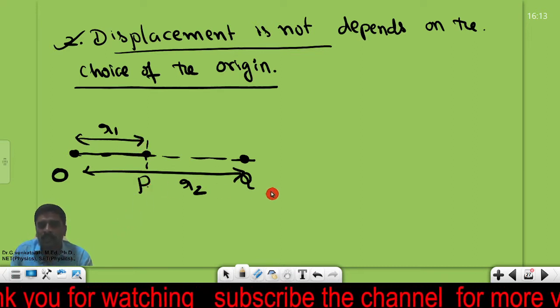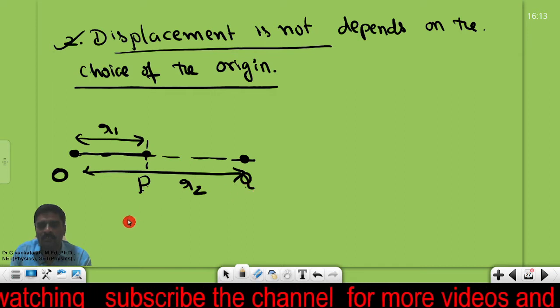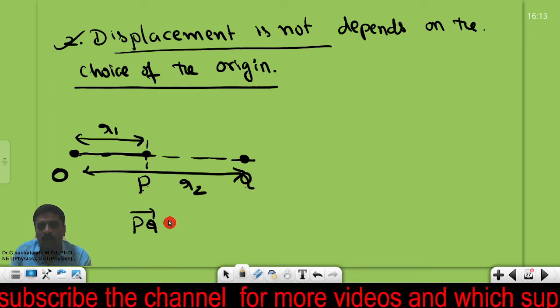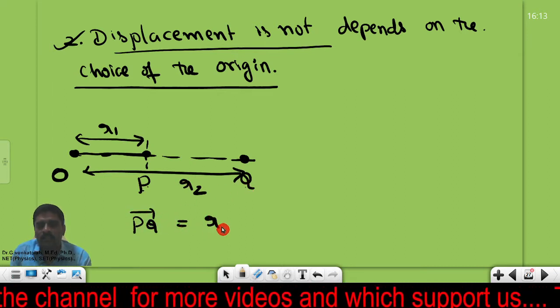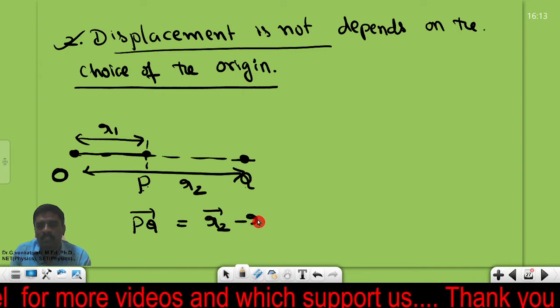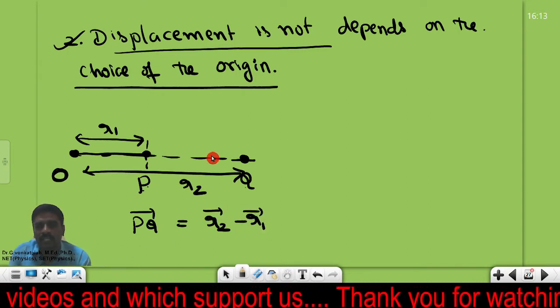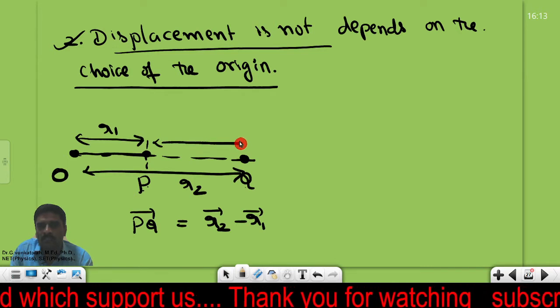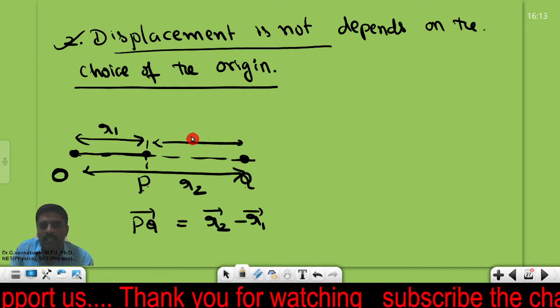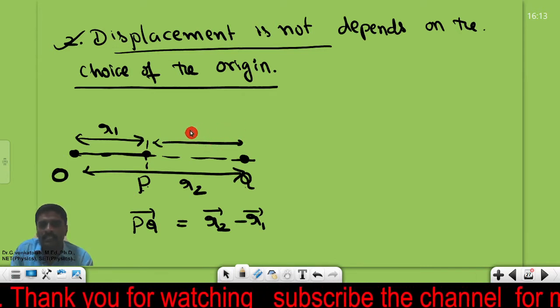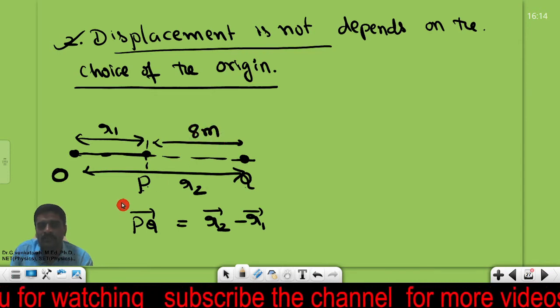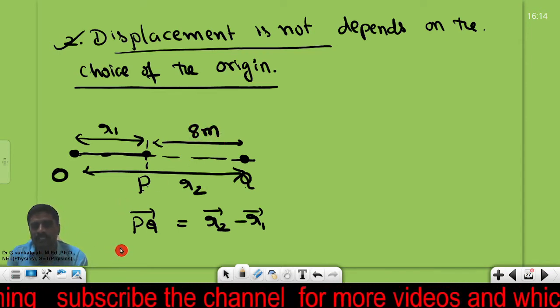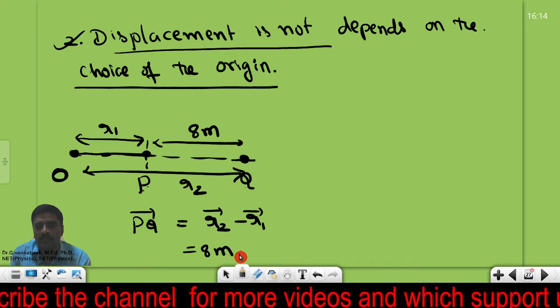Now the displacement of the body in this origin situation is equal to PQ bar. PQ bar means the final position vector R2 bar minus R1 bar. This value only we will get. This value is always fixed. Let me take some value for your easy understanding. I am taking 8 meters, 8 meter distance in the positive direction. This value is equal to 8 meters only.